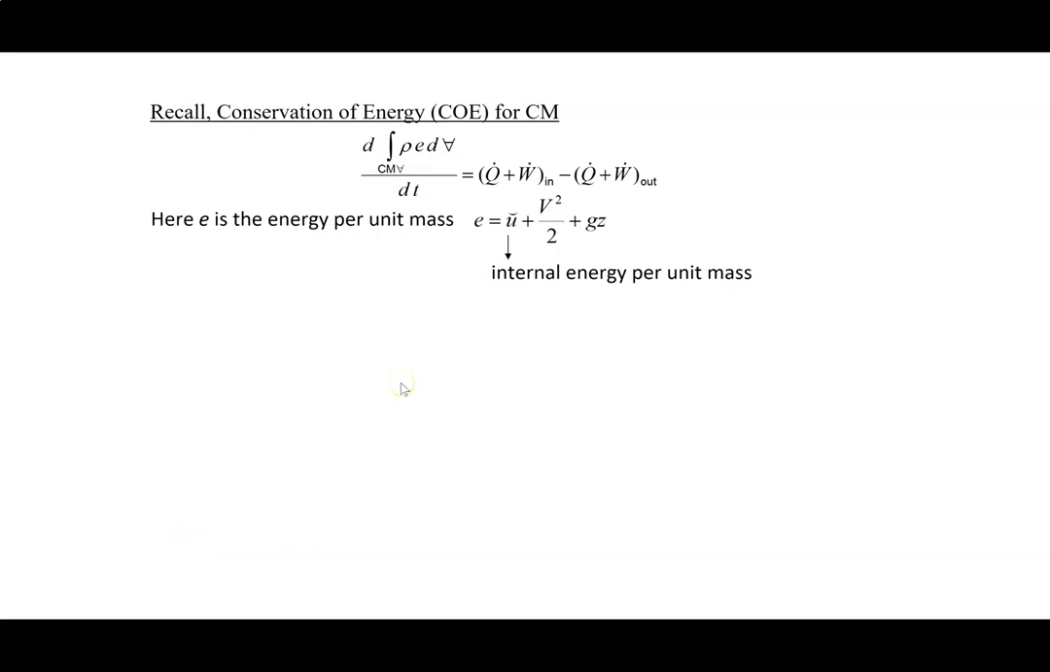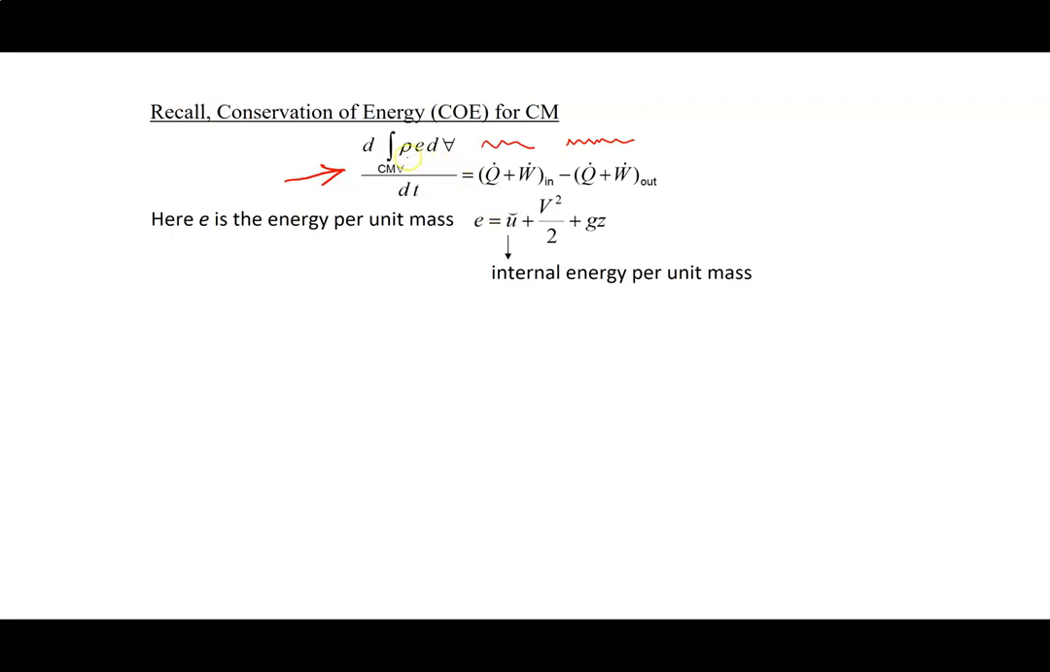In this short video, we will look at the conservation of energy for a control volume, but we'll start with the conservation of energy form for a control mass. In words, the left-hand side tells me the rate of change of energy inside my control mass. The control mass energy increases if I have heat or work going into the control mass, and decreases if I have heat or work leaving the control mass.